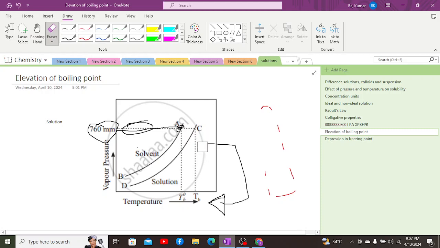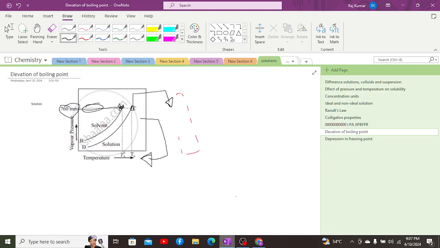of the solution, as a result of which the solution will have an elevated boiling point as compared to its pure solvent. We can say that this elevation in boiling point is considered a colligative property, which depends on the number of particles but not on the structure of the particles. So this is what we consider in the elevation of boiling point.